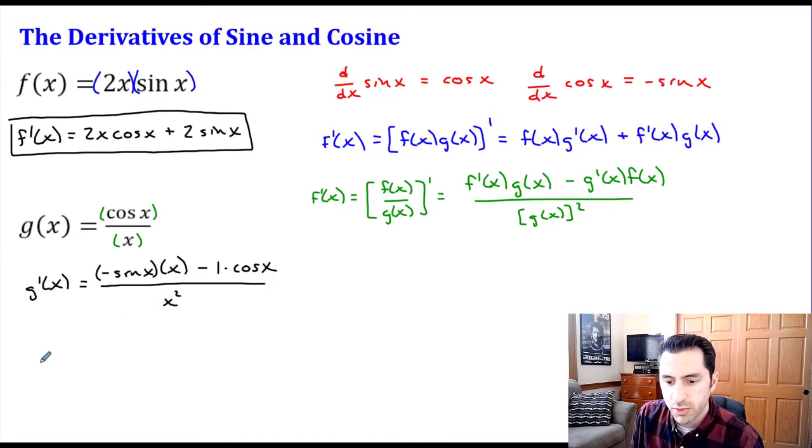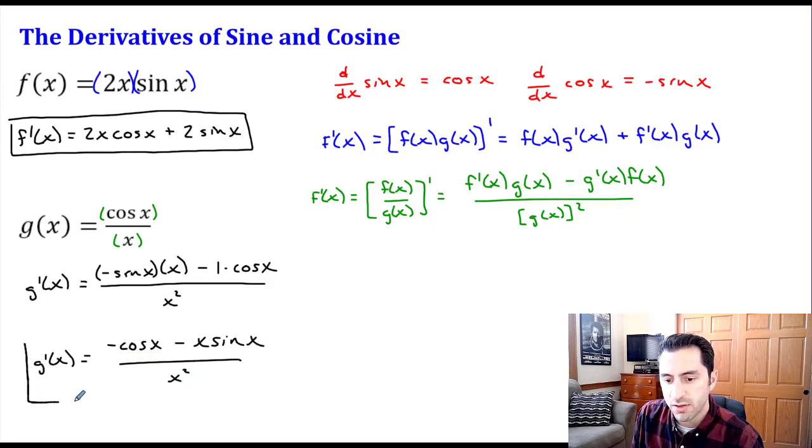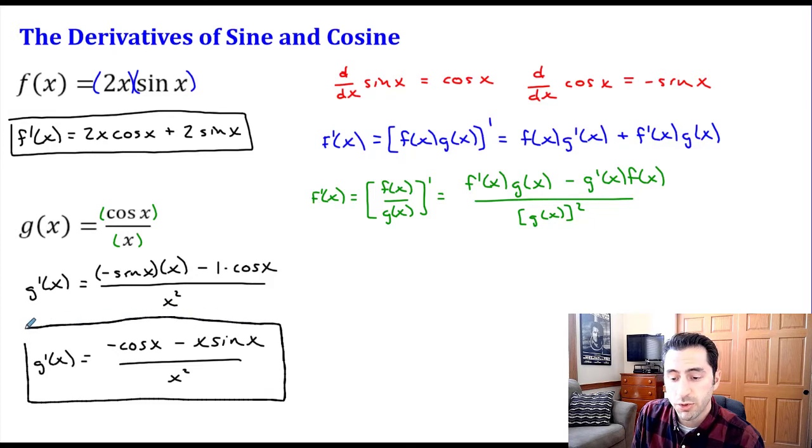And then just a little bit of rewriting and simplifying. So g prime of x is going to be equal to negative cosine of x minus x sine of x, all over x squared. And here is our derivative of g of x found using the quotient rule.